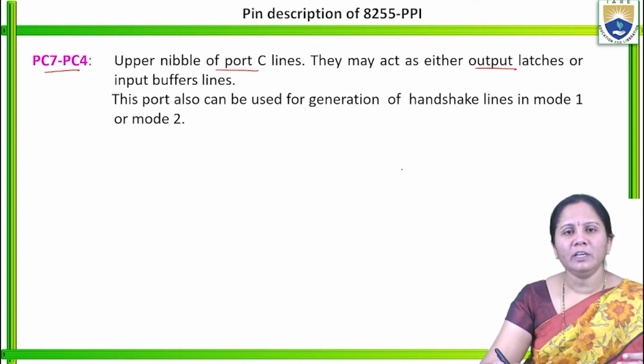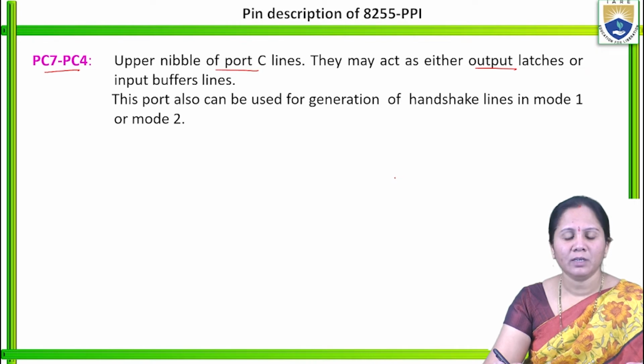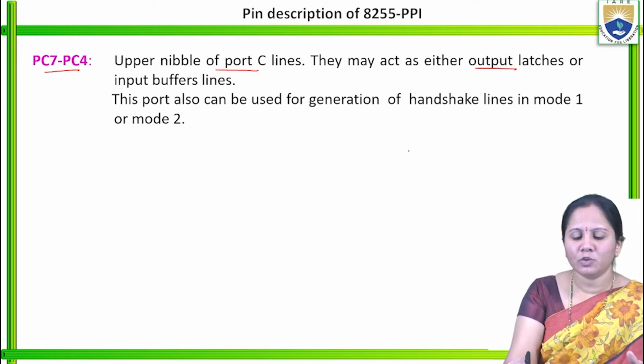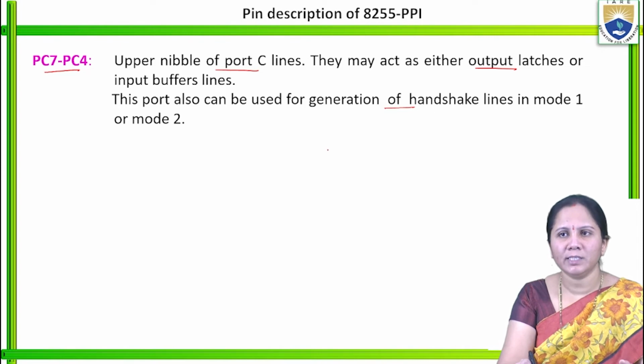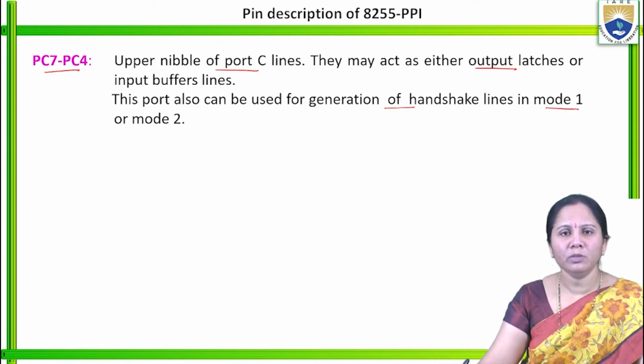Generally, port A and port B can be used to connect IO devices, whereas port C lines will be used to produce the handshaking signals. This port is also used for generating the handshaking signals when it is operating in mode 1 or mode 2.